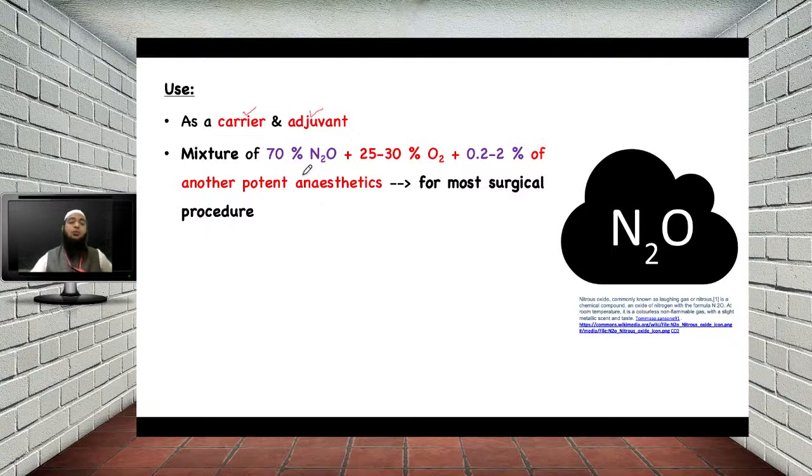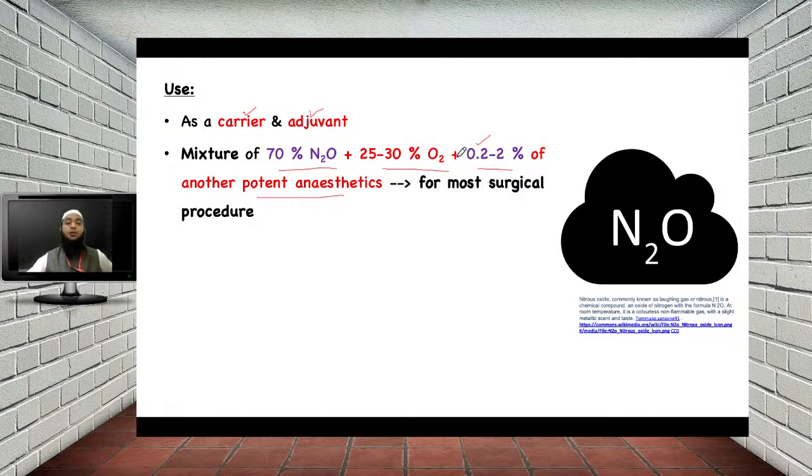First we'll see what the other gases are that we add along with this, and how to produce good anesthesia by using nitric oxide. Generally it is used as a mixture of 70% nitric oxide, then 25 to 30% oxygen you are adding, and 0.2 to 2% of another potent anesthetic. In the potent anesthetic which we are using here, we can use any other potent anesthetic agent, okay, and their concentration, if you look, is very low. It is 0.2 to 2%.